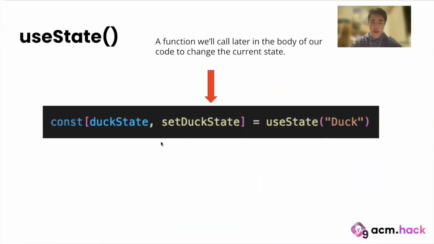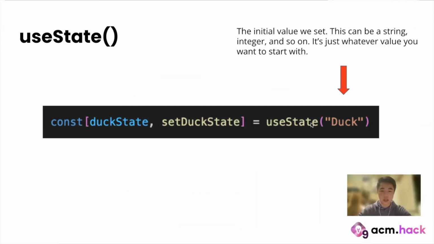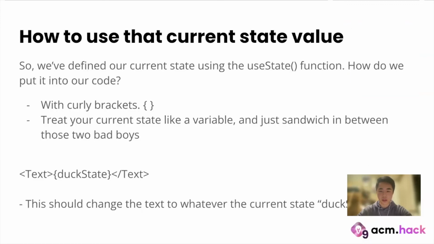Okay, the second thing here is a function that we'll call later in the body of our code to change the current state. And lastly, this right here is just the initial value that we set. So this can be whatever you want. It can be a string, integer, or a Boolean. In this case, I want to start with the string that says duck. So that's why I put in quotes here, duck.